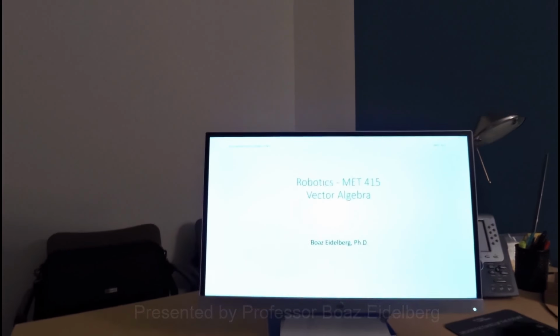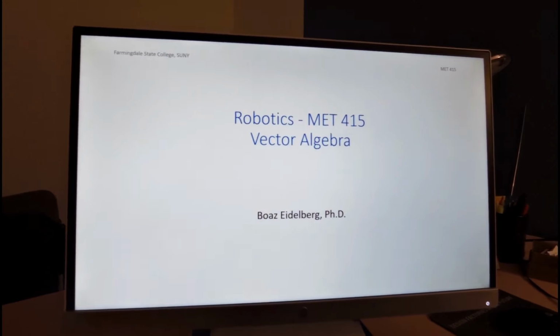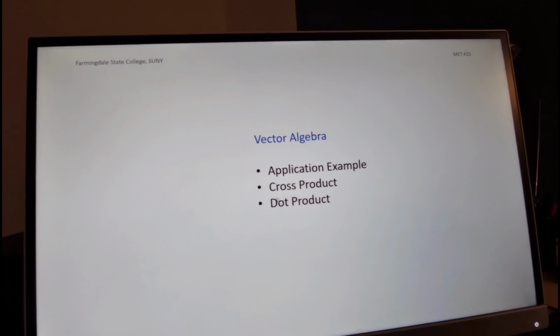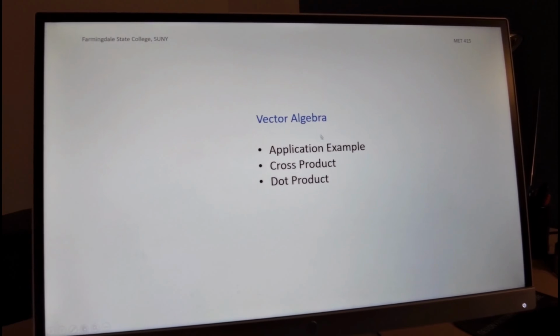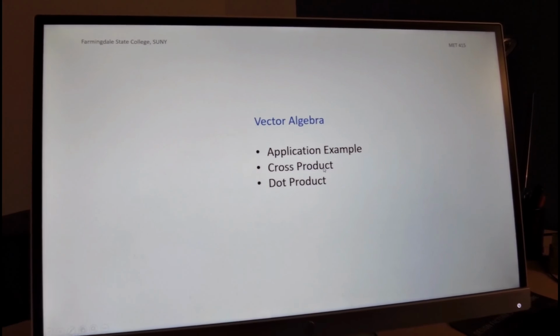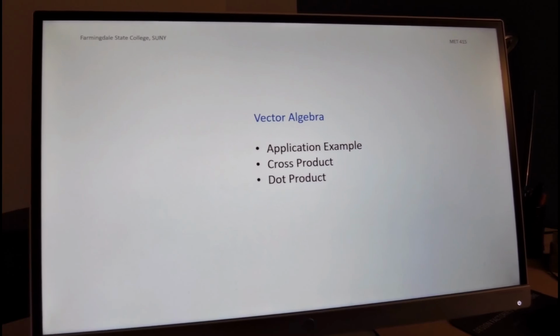Today's topic is going to be vector algebra. What I'd like to do is show you first an example of an application of vector algebra in robotics, and then discuss some useful operations such as the cross product and the dot product.